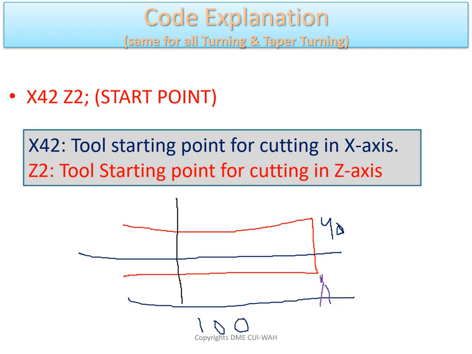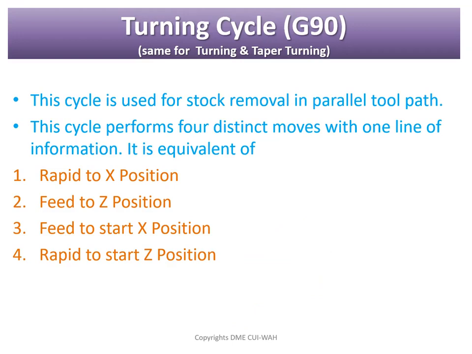from the workpiece. When we start cutting, the tool will cut in both directions, because our workpiece will be rotating, and with the movement of the tool it will be cut in both directions, in a circular direction uniformly. Now G90 command. This command is used for the turning cycle. This cycle is used for stock removal in a parallel tool path.